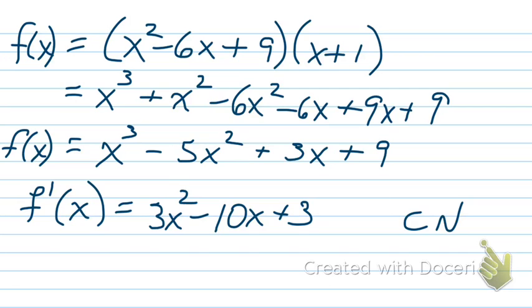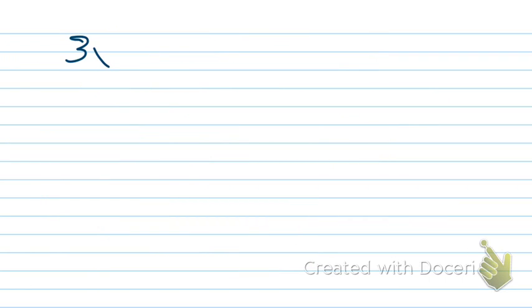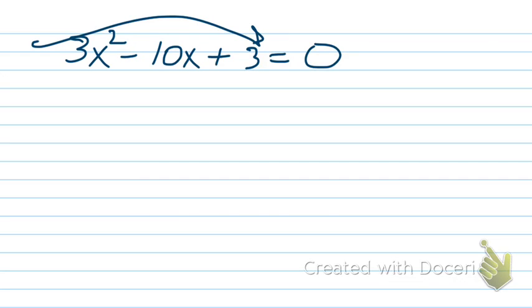So, we set this derivative equal to 0, and we solve. Now we can solve that by factoring. We can factor by trial and error, or we could factor by grouping. So 3x squared minus 10x plus 3. I love that trial and error, but here goes grouping.